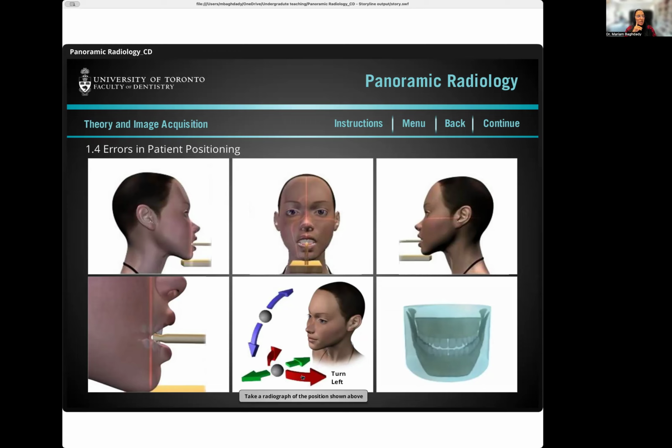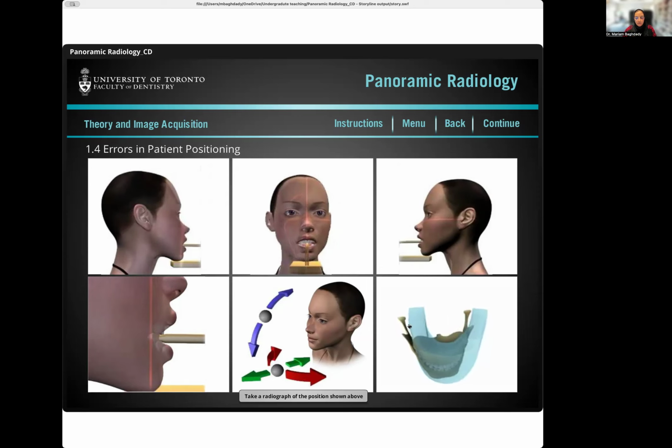Meaning the person is turned to the left or to the right. So let's turn the patient ever so slightly to the left. If we look at what happens to the focal trough, one side is going to be very close to the film, and the other side is going to be further away, and some areas are going to be outside of the focal trough. So this is what it's going to look like in 3D inside the patient's mouth. You can see that the mid-sagittal plane is off here. Let's take a radiograph and see what happens.